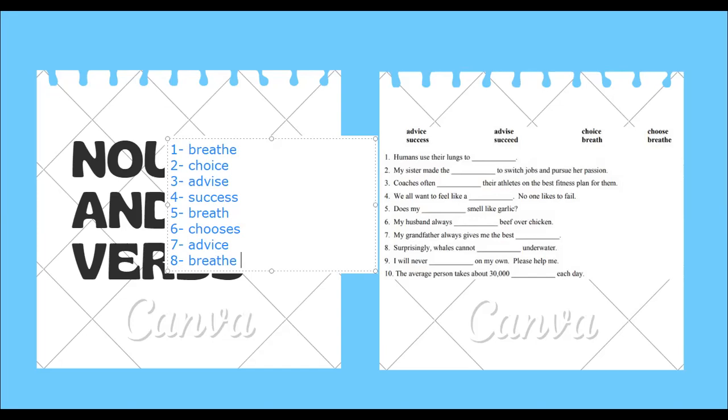And let's look at the ninth. I will never blah blah on my own. Please help me. So what will she or he not be able to do? Succeed. So what we are saying is succeed. What form is it? Verb form, of course.